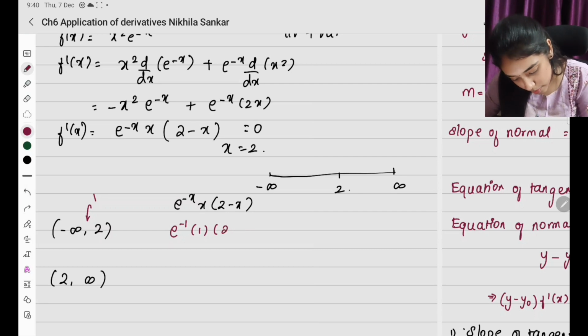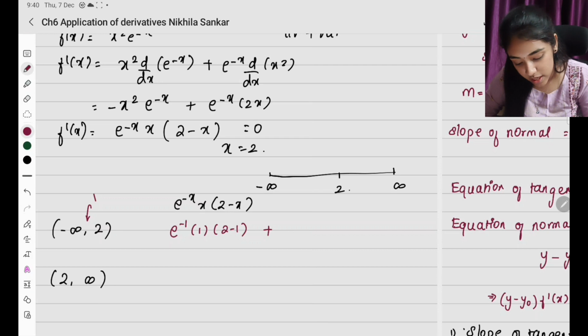2 minus 1, so I'm going to have a positive term. 1 by e is going to be positive, times 1 is also positive, this is also positive. So in total, I'm going to have a positive value. F dash of x is greater than 0, which means it's increasing.